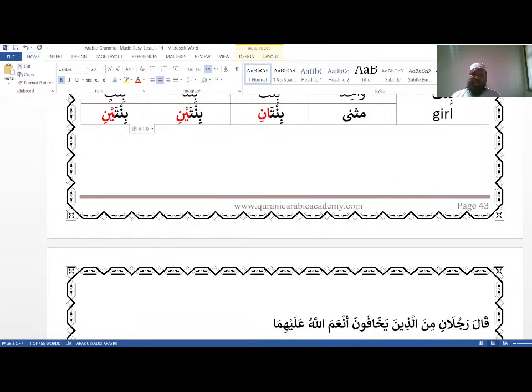قال رجلان من الذين يخافون أنعم الله عليهما. Okay, we're not going to go through all the ayah, just what our lesson is today: Muthanna. Find the Muthanna isms. If it's with the alif, we know it is the halatul rafa. It will be the fa'il of the fi'l. قال رجلان. So here it is Muthanna ism, two men.